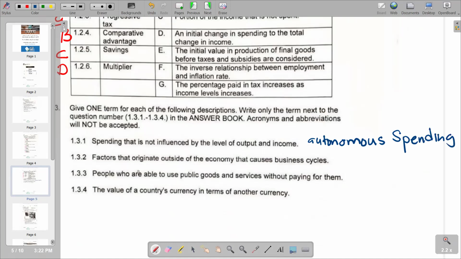So we're moving on to 1.3.2, factors that originate outside of the economy that cause business cycles. And this is the exogenous approach. Remember, the exogenous approach says exogenous variables are the ones that exist outside of the model. And any variable that exists outside the model explains the exogenous approach. So we have the exogenous approach.